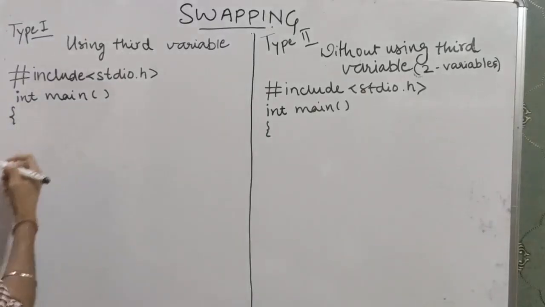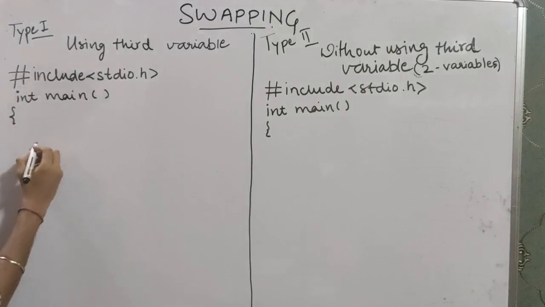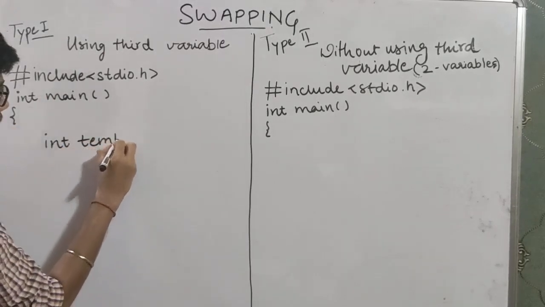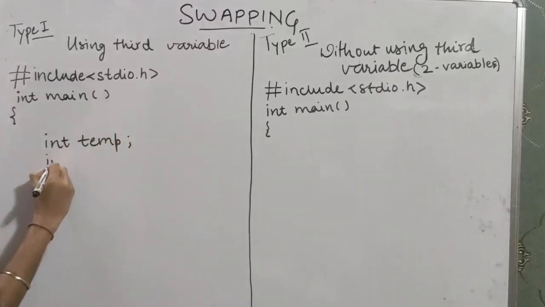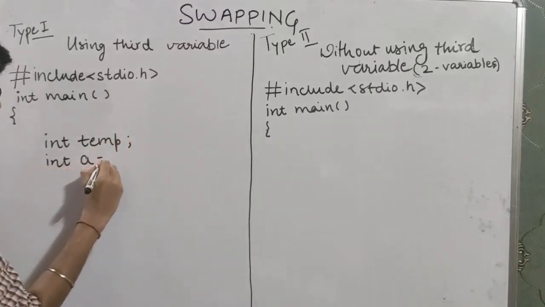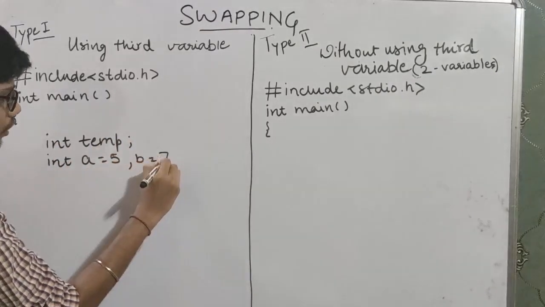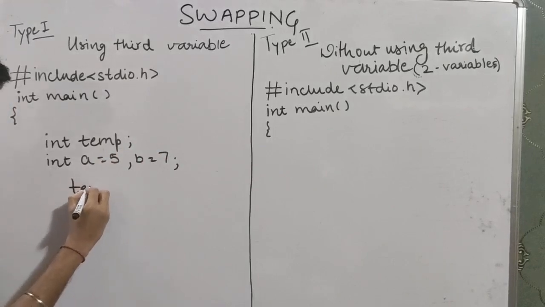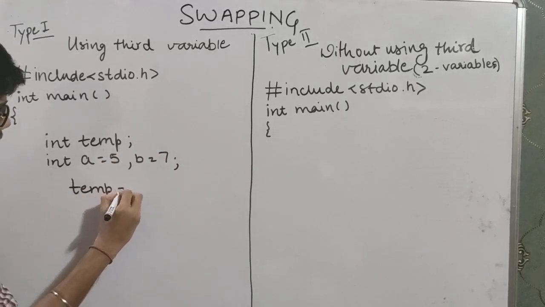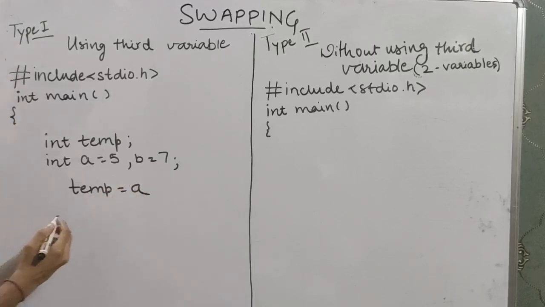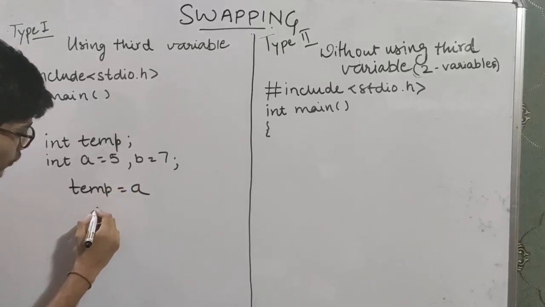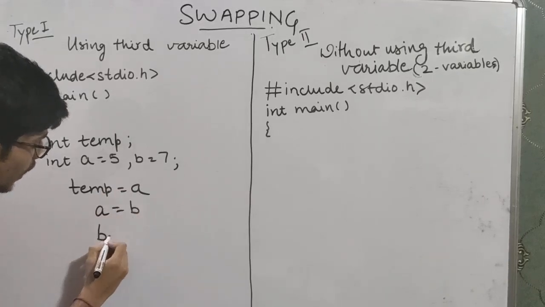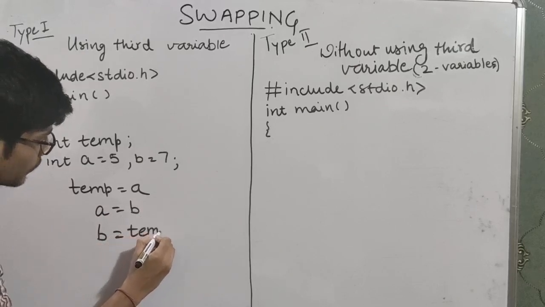So in type 1 we will take one variable, for example a temporary variable, int temp. Okay, and we are taking two values, A is equal to 5, comma, B is equal to 7. Then what we are going to do is we can put this A value into temp, and then we can put A is equal to B, and now at last we can put B is equal to temp.